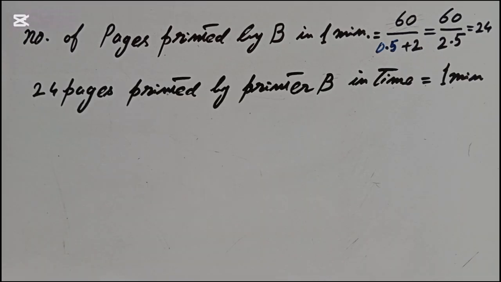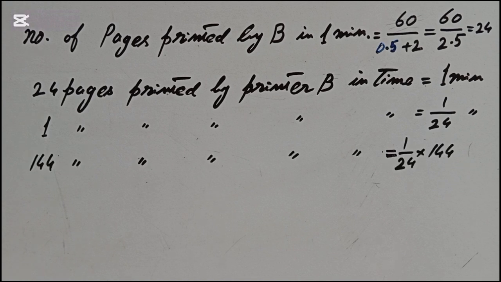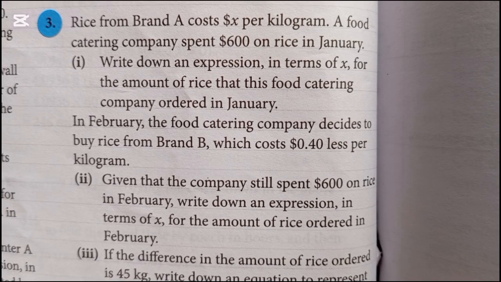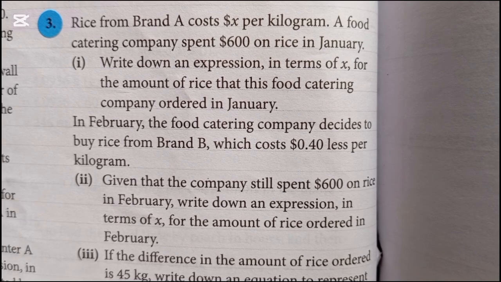24 pages are printed by printer B in 1 minute. One page is printed by printer B in 1 by 24 minutes. 144 pages are printed by printer B in 1 by 24 multiplied by 144, which equals 6 minutes. Now the statement of the next question, question 3 from the same exercise.